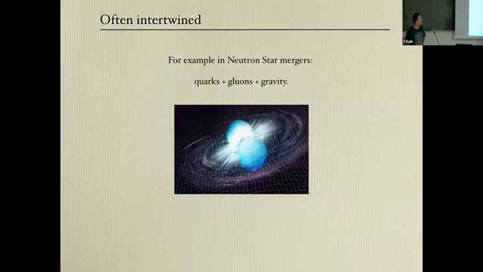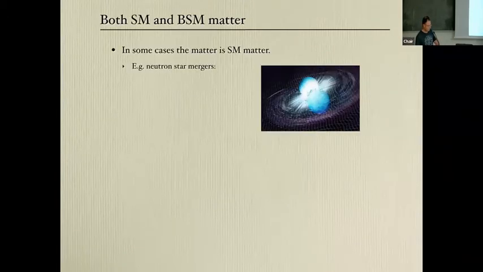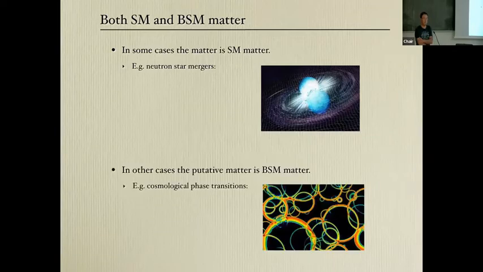For example, if you think about neutron-star mergers, as we just heard, what you're describing is quarks and gluons, which are described by quantum chromodynamics, interacting in the presence of a very strong gravitational field sourced by the quarks and gluons themselves. Now, in some cases, the matter involved in these scenarios is standard model matter, like in the case of neutron stars. And in some other cases that I'll talk about, this could be beyond the standard model matter, as in the case of cosmological phase transitions.